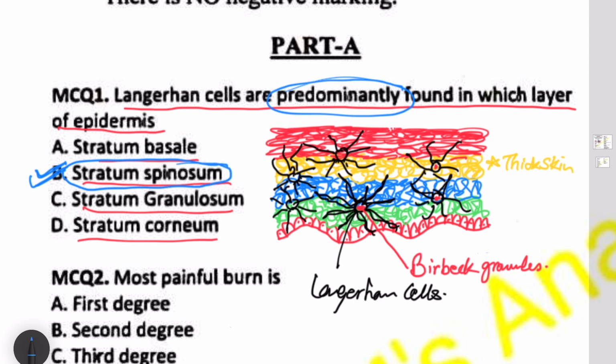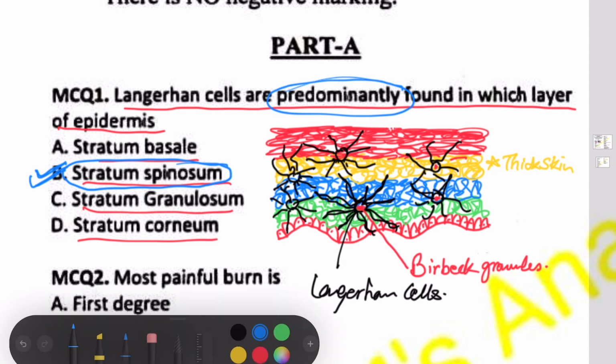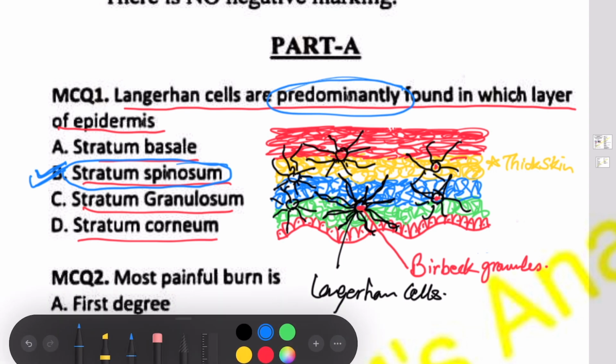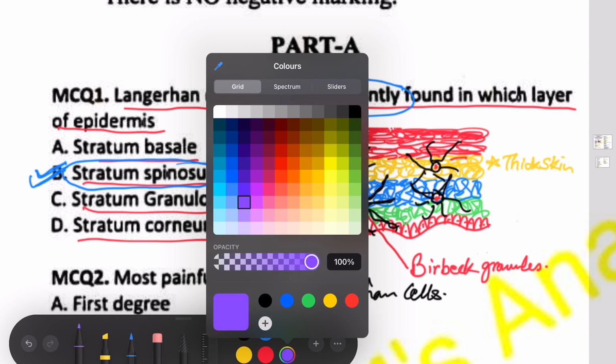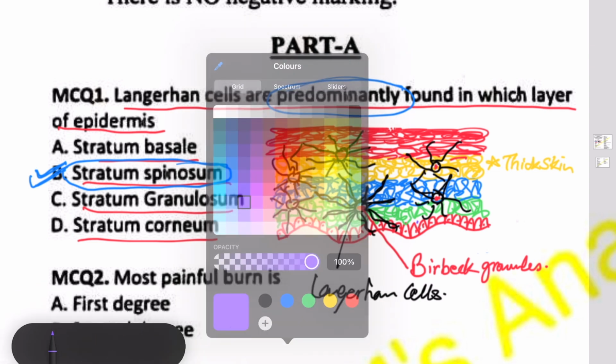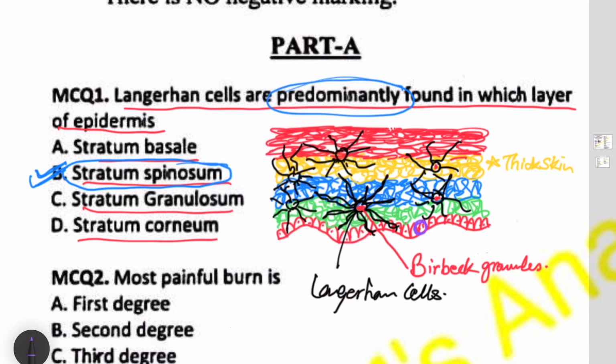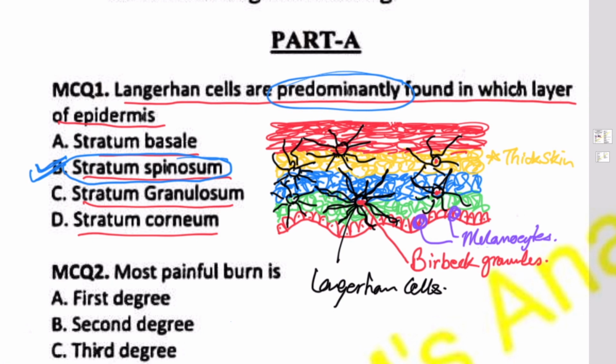Another question they might sometimes ask is about a different type of cell, where do you find melanocytes, the pigment cells. Melanocytes are seen in stratum basale. They are part of stratum basale.